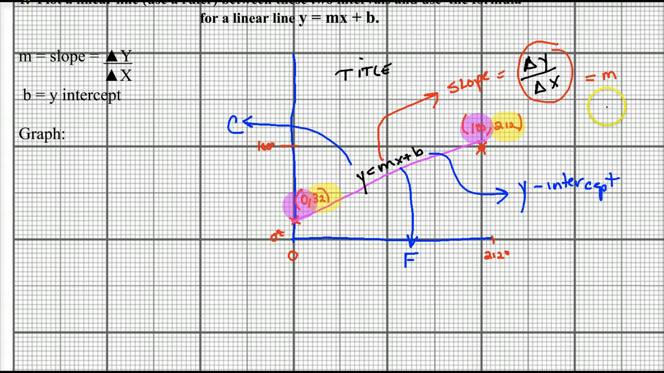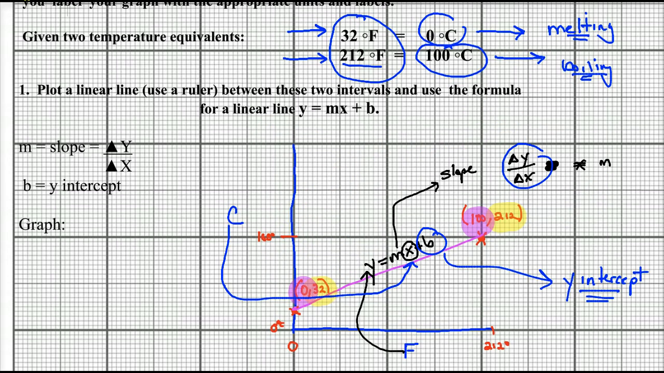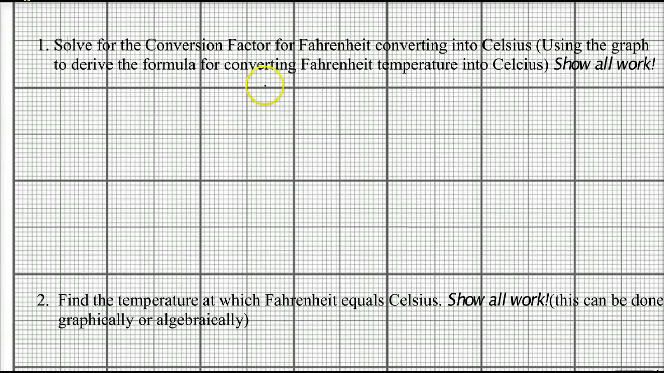So if you go to number 2, number 1 is just asking you to plot a graph. That graph should have a title, as we talked about. It should have units. It should have plotted points or x's, and even this equation here. From that, you should be able to build the exact equation for the following. Well, remember, y equals mx plus b. We're trying to solve for the conversion factor for Fahrenheit converting into Celsius.